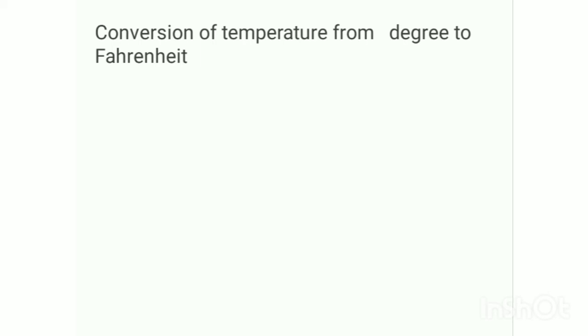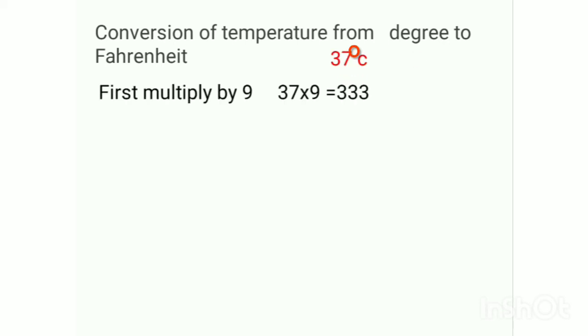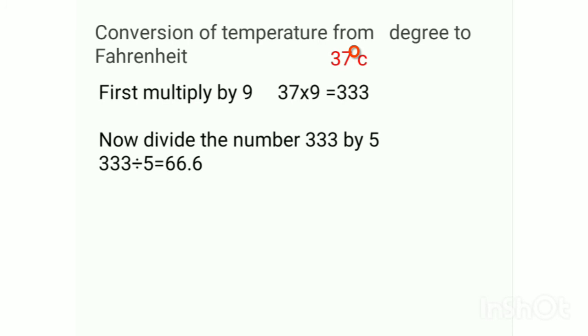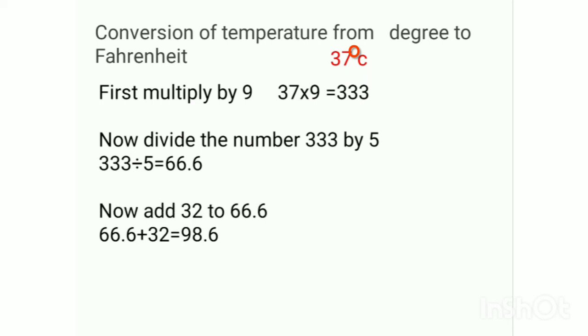Conversion of temperature from degree Celsius to Fahrenheit. 37 degrees Celsius. First multiply by 9. 37 into 9 is equal to 333. Now divide the number 333 by 5. 333 divided by 5 is equal to 66.6. Now add 32 to 66.6. 66.6 plus 32 is equal to 98.6. Thus 37 degrees Celsius is equal to 98.6 degree Fahrenheit.